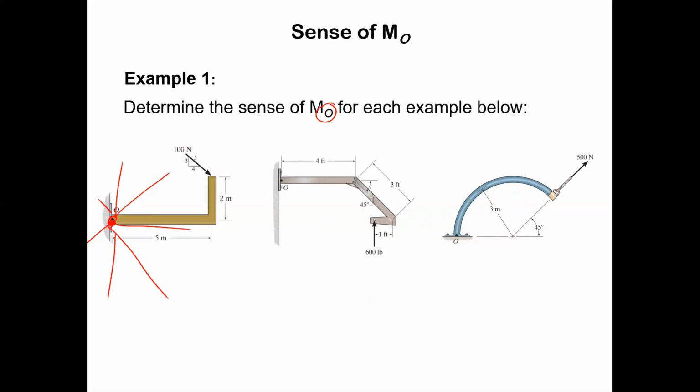And do we call that positive or negative? We call that negative. So the sense of that moment is going to be negative because it's making it spin clockwise, right? Does that make sense?